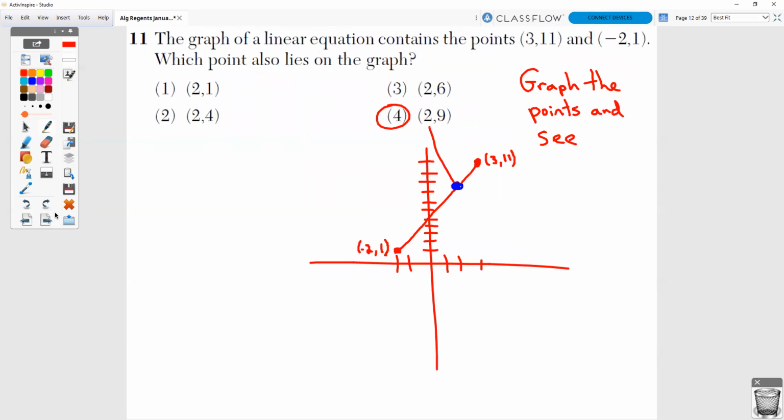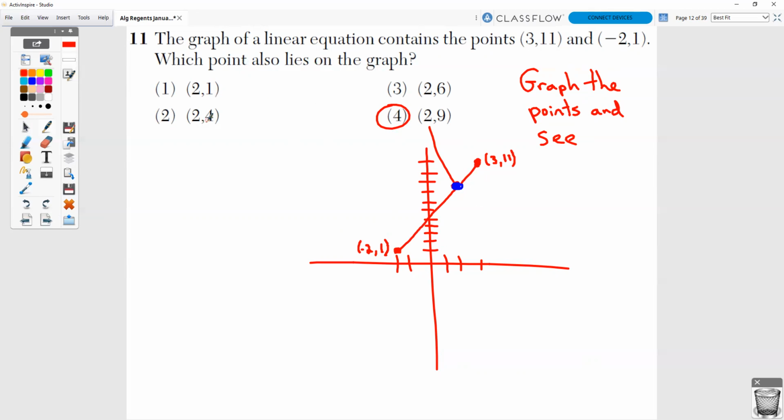In question number 11, the graph of the linear equation contains the points (3, 11) and (-2, 1). So (3, 11) is right here. (-2, 1) is right here. Which point also lies on the graph? So I would just connect those two dots.